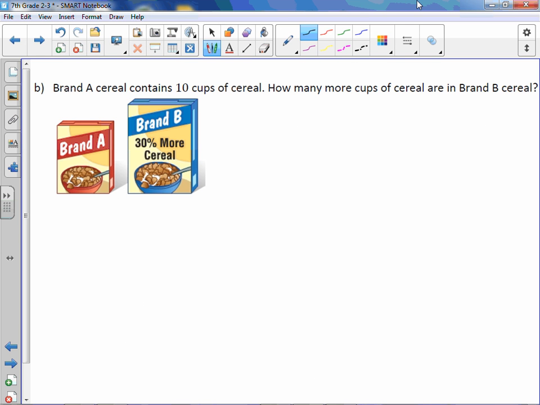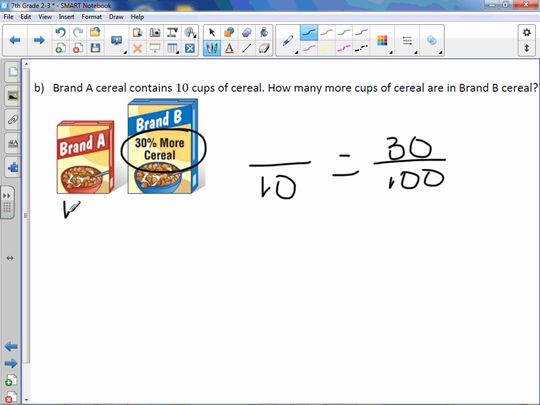Brand A cereal contains 10 cups of cereal. How many more cups of cereal are in brand B? Okay, so brand B definitely has more cereal. They have 30% more cereal. Okay, so what we need to figure out, our percent is over 100, and we're definitely using 30% more. We need to figure out what 30% of 10 is. So 10 is our original amount, which means we're finding our part.